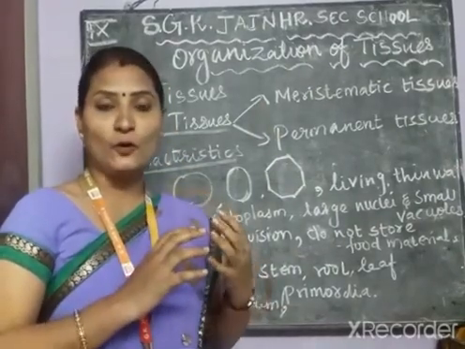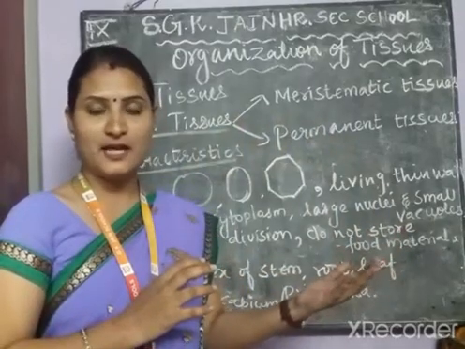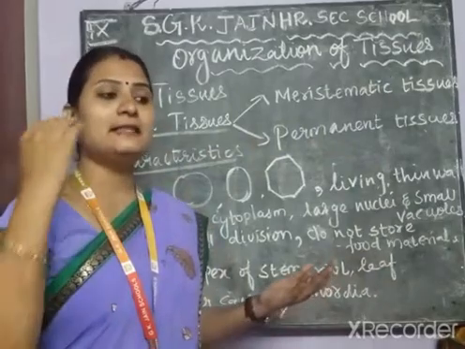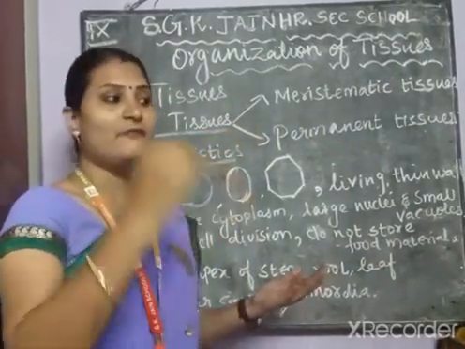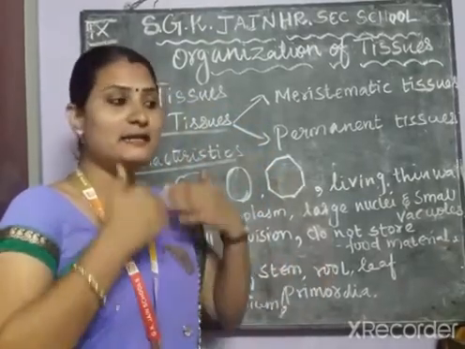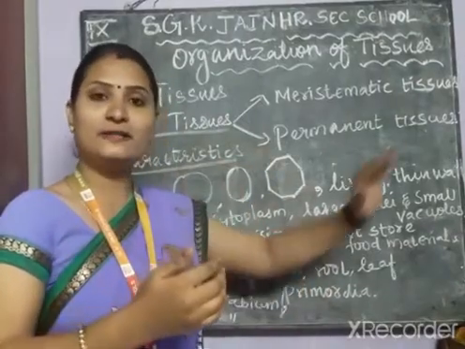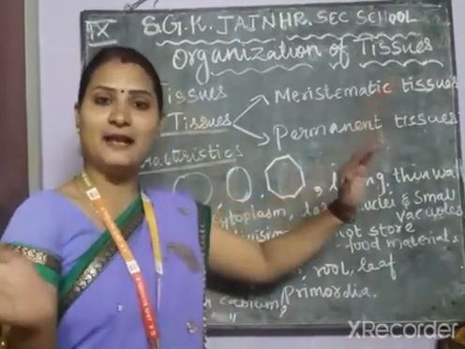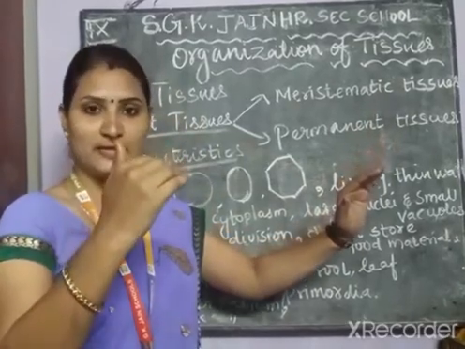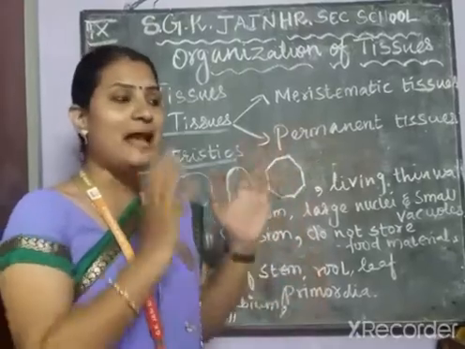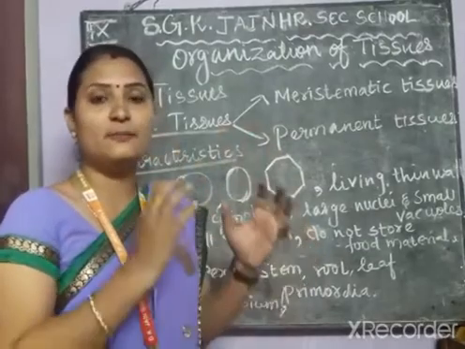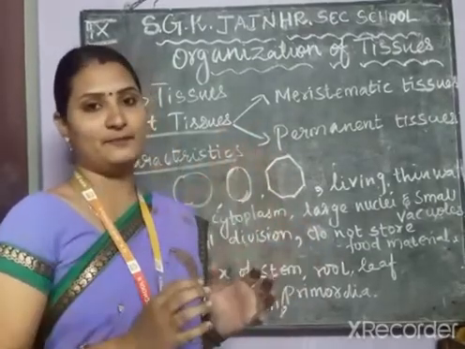Plants can grow throughout their life, isn't it? But animals and other kinds of organisms can grow only up to a certain level. When they reach maturity, the growth stops. What is the reason behind that? Why can plants alone grow throughout their life, whereas other organisms stop growing when they reach maturity? Because plants have meristematic tissues. Meristematic tissues are responsible for the growth of the plant.